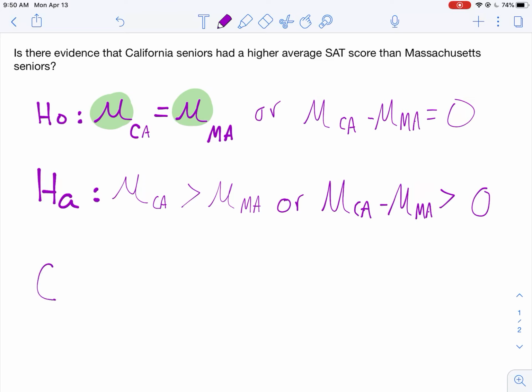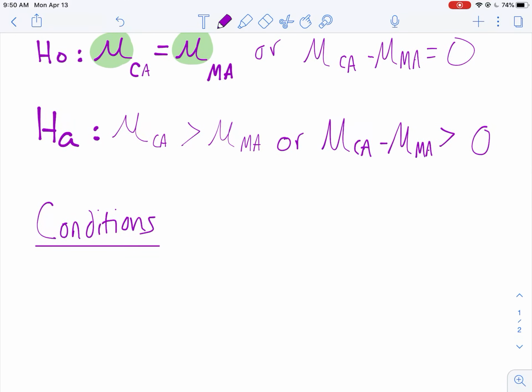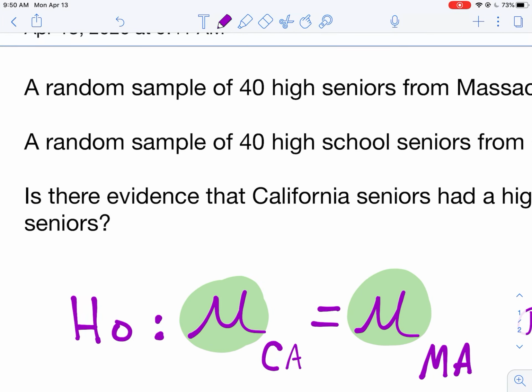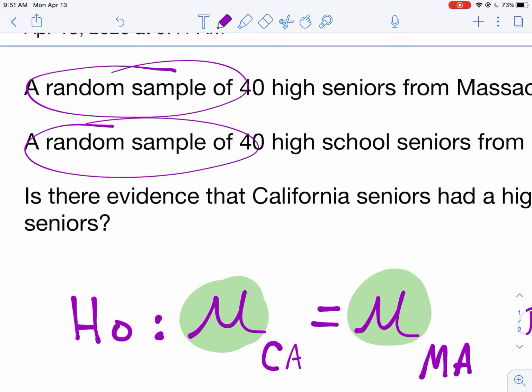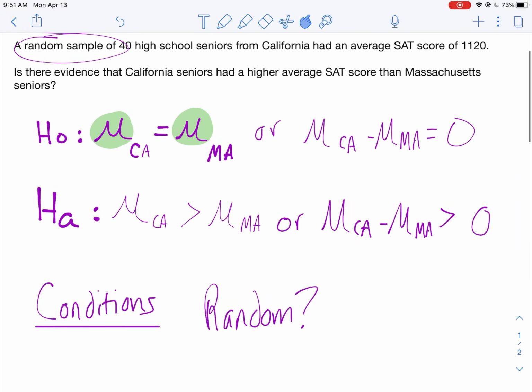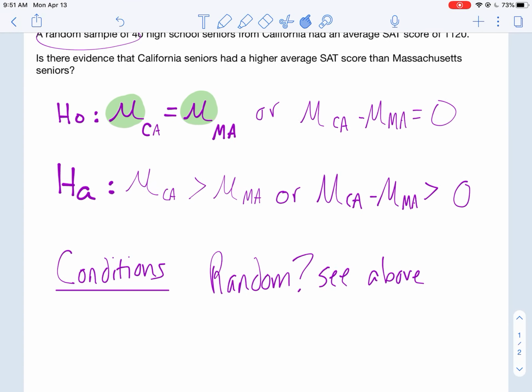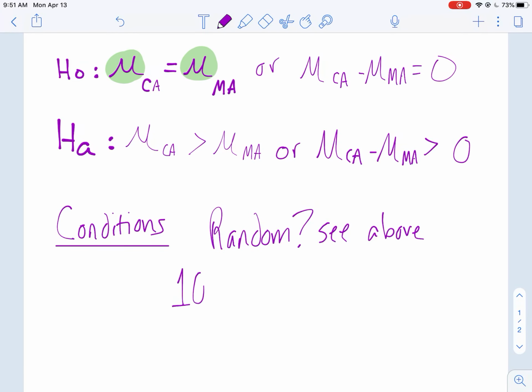All right, so I got my null and my alternate established. Next, I want to check my conditions. Your conditions, again, don't really change from when we've done confidence intervals that have dealt with means before. The only difference now is you have to check for both. So first things first, random. Is this based on a random sample? Let's check it out. Both random samples. Yes, random sample, random sample. Notice I circled those. That's good. I'll put a C above because I circled them. I established that I know that they're random.